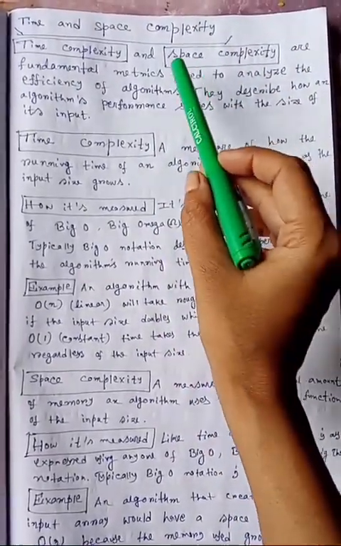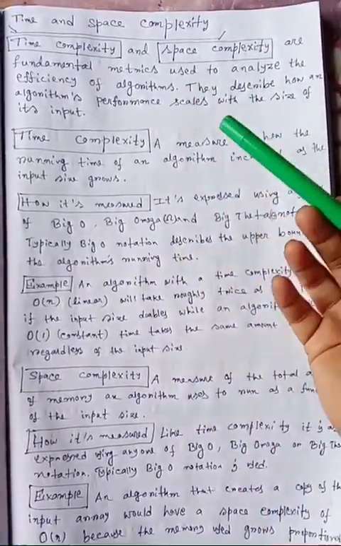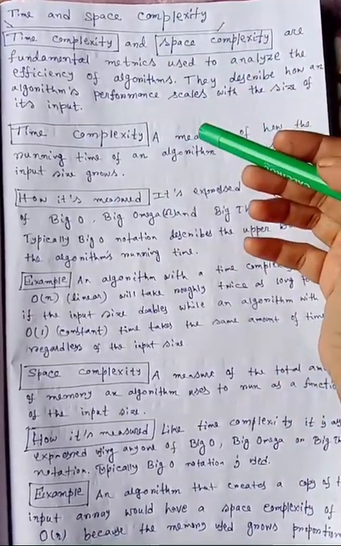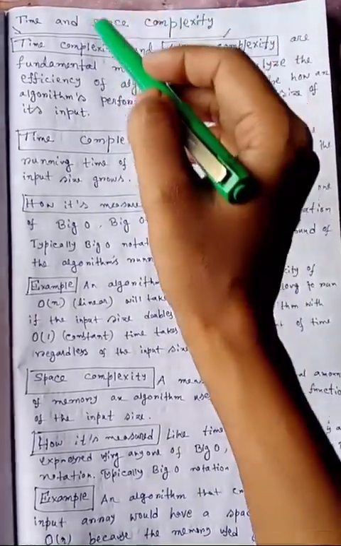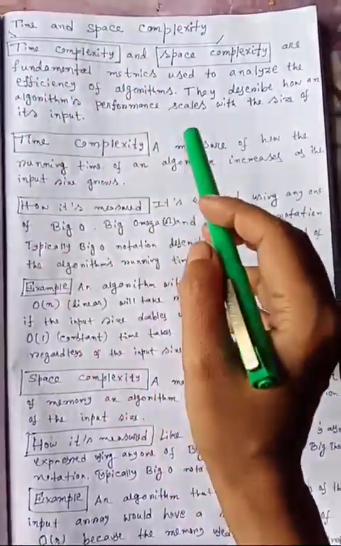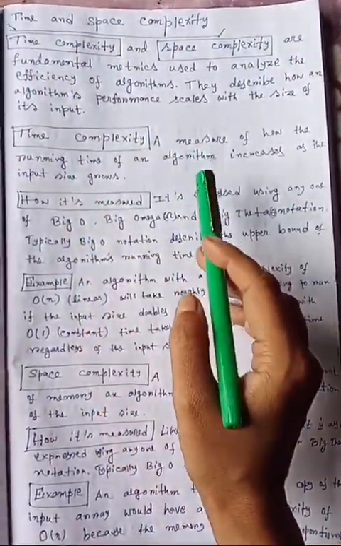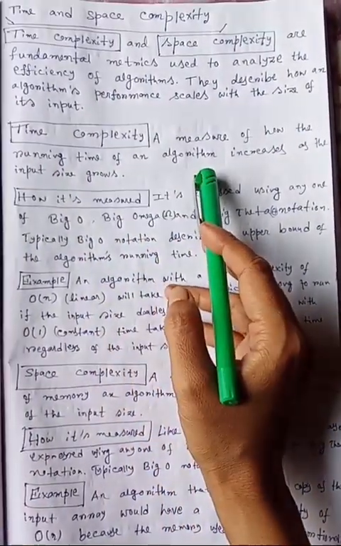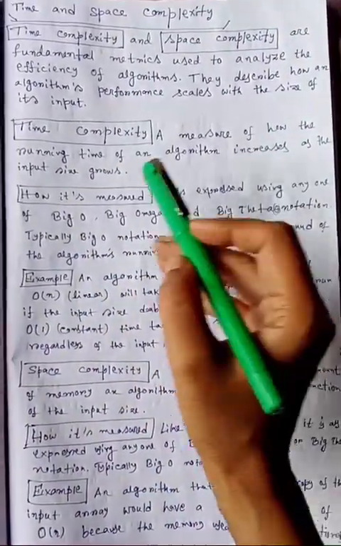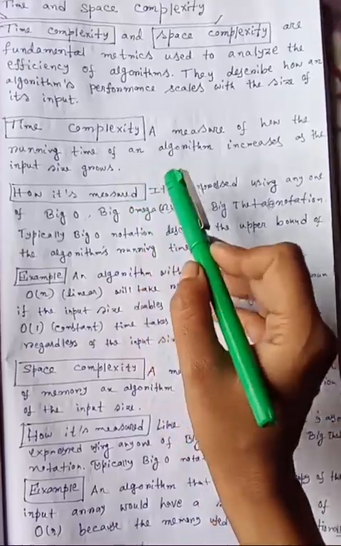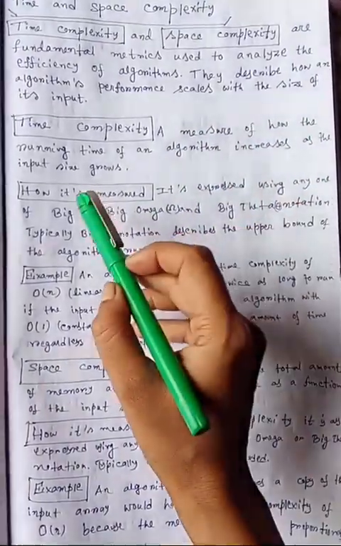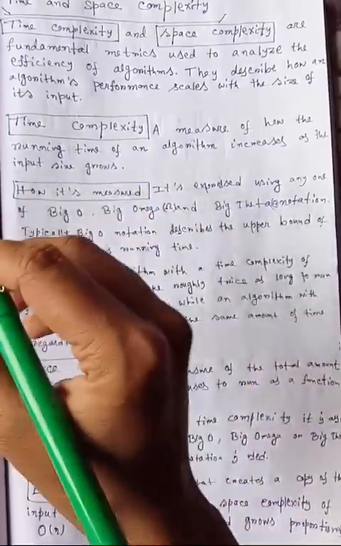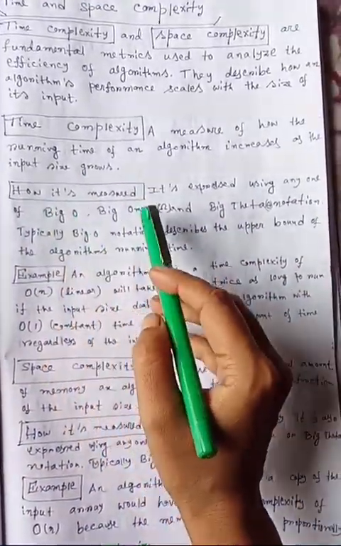Space complexity is how much memory the algorithm consumes during execution, and time complexity is how much execution time it takes. Time complexity is a measure of how the running time of an algorithm increases as the input size grows. How is it measured?